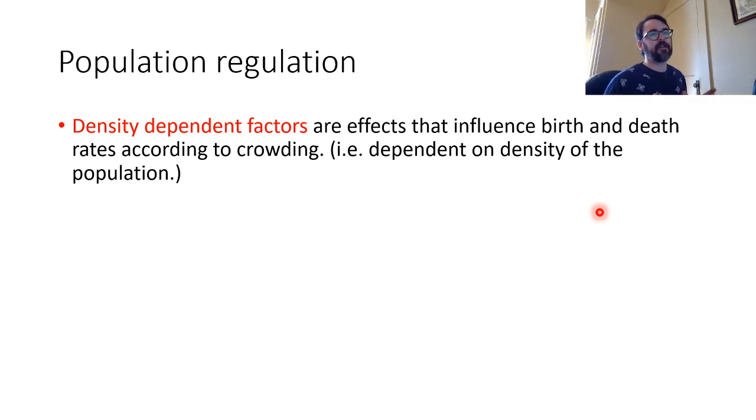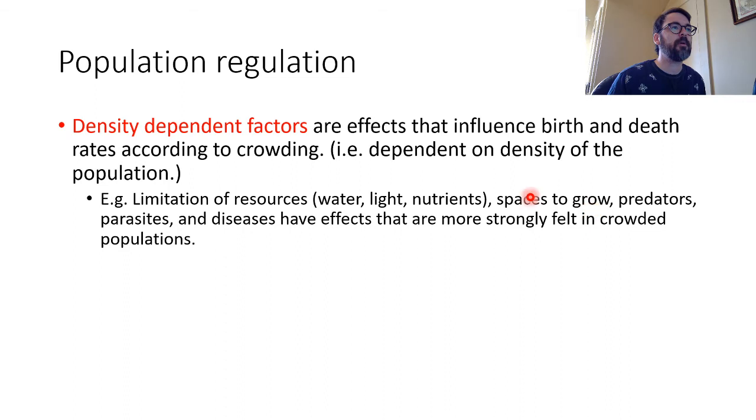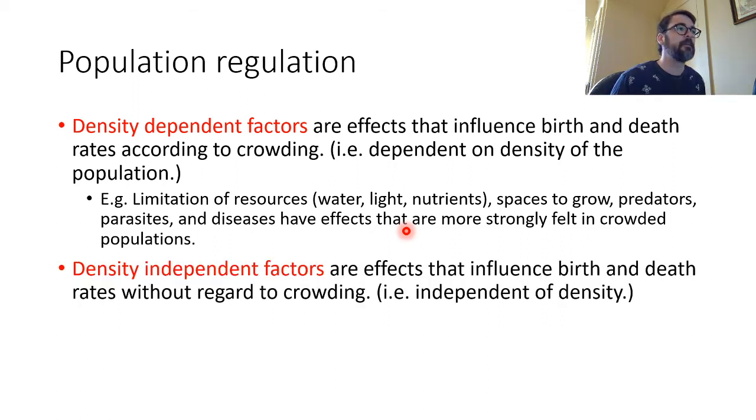Right, so density dependent factors are things that influence birth and death rates according to crowding, right? According to the density of the population. And so you could think of what these might be, but they're probably pretty obvious. It's things like resources. The more individuals there are, the more limiting resources will become. Spaces to grow if you're a plant. It might depend on predators, disease, parasites, all these things that probably have stronger effects in really crowded populations, right? We're seeing that right now, that some of the more densely populated cities are getting hit the most by COVID-19.